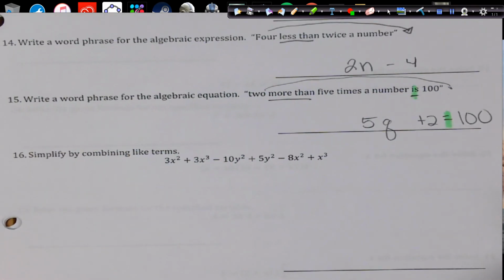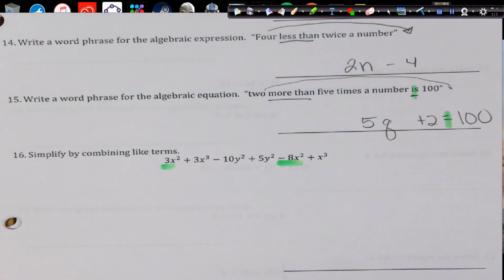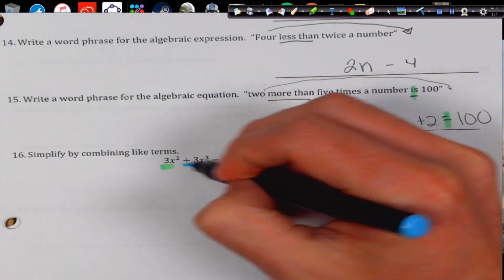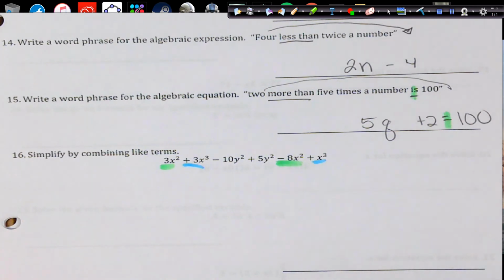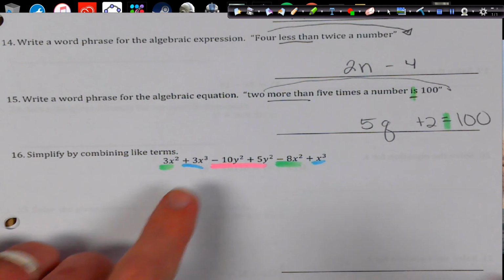All right, combine like terms. I'm going to first get 3x and negative 8x squared together. I'm going to get x cubed and 3x cubed, and last but not least, I'll get these two y values together. Okay, we'll do the highest term first.